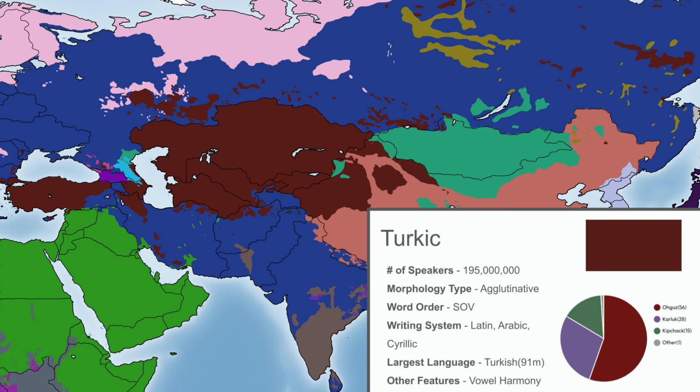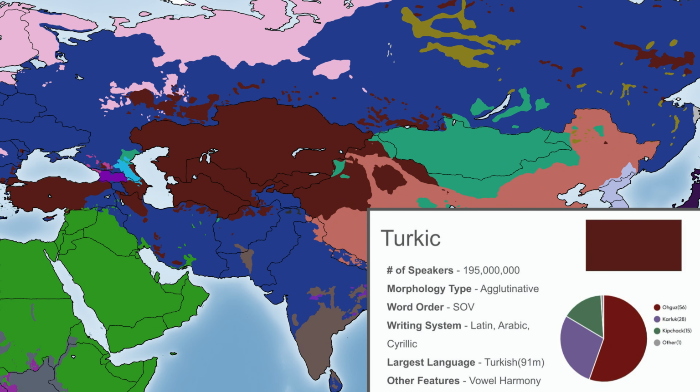The Turkic languages are spoken by around 200 million people in Central Asia and the Middle East. Turkic languages are famous for using agglutinative morphology and also using SOV word order. Because they have been between so many large empires in history, they use many different writing systems.